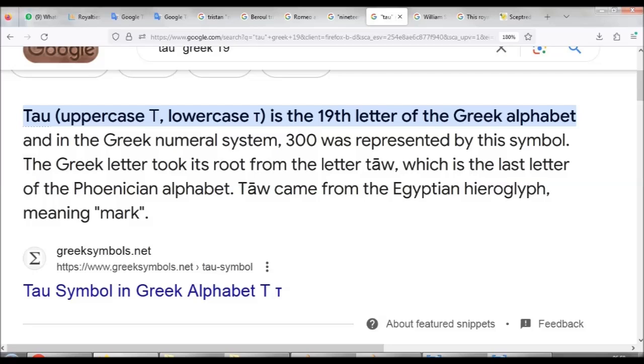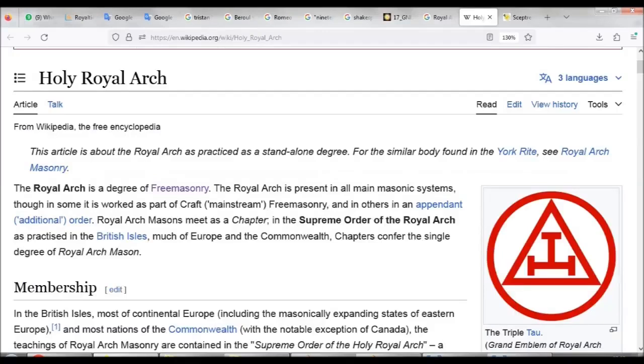And so now the thing is, many organizations use this, the triple tower, the 3-letter T's. And what's it called? The Royal Arch is a degree of Freemasonry. Yes. The Royal Arch is present in all main Masonic systems, and it is worked as part of the mainstream machinery or masonry. In other words, if you know the secret of the triple Tau or the Tau, you can do it.